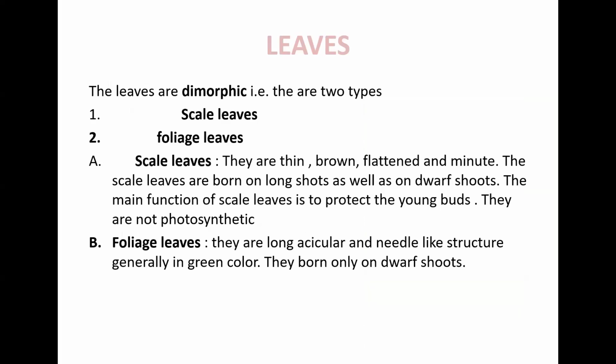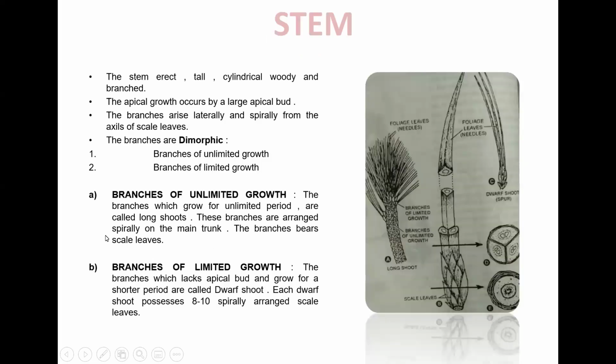Now, next moving on to the leaves. Here also we can see the presence of two types of leaves, so that is also called dimorphic leaves. What are those two types of leaves we can see? One is called scale leaves and another one is called foliage leaves. Now, what are scale leaves? These are the leaves which are developed, where they are developed, you can see here. Where are these scale leaves developed?